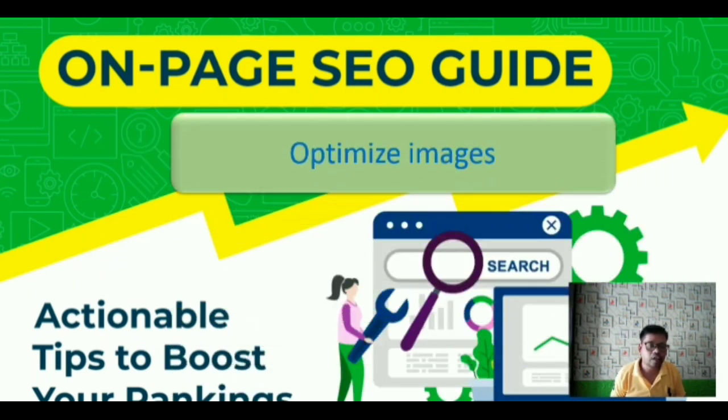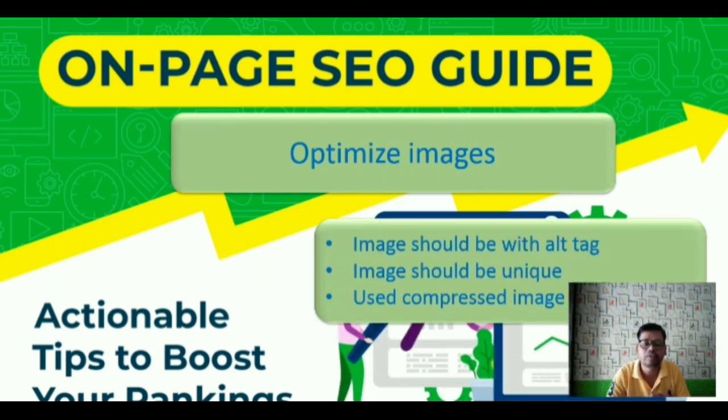So next one is optimization of images. Images should have an alt tag. I'll explain practically later on. And images should be unique. It doesn't mean you took an image from search engines and you are uploading the same image. Try to make a unique image, because if you copy and paste the same images used by your competitor, then maybe Google will penalize you.